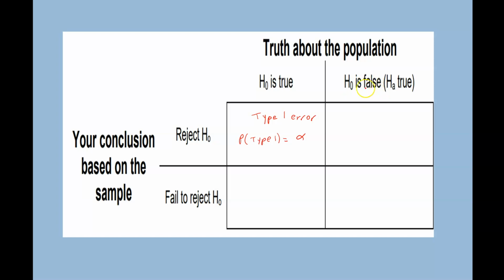If your null is false and you reject it, well, that's what you want, and that's a good decision. If your null hypothesis is true and you fail to reject it, well, that's also a good decision. But if your null hypothesis is false and you fail to reject, well, that's what we're, again, considering a type 2 error.